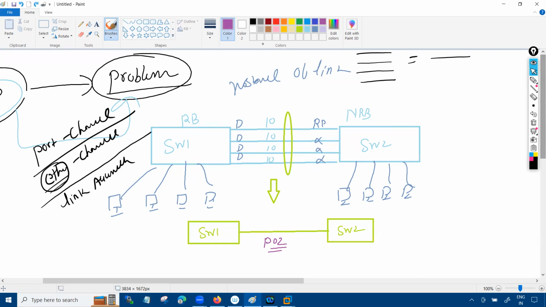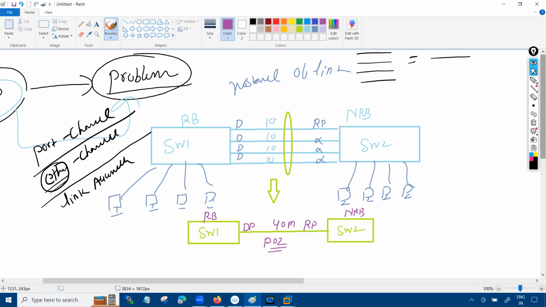So now you tell me one thing. If you have only one link, what happens? This guy is still the root bridge, and this guy will be the non-root bridge. Then this guy will be called a DP port, and this guy will be called an RP port. And whatever the bandwidth, you can see 10, 10, 10, 10, 10, all of this will be added to this logical link, 40 Mbps.